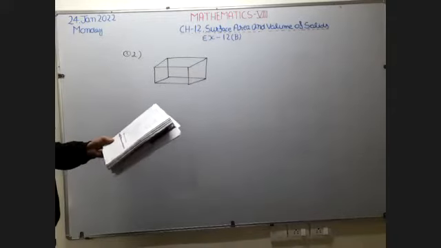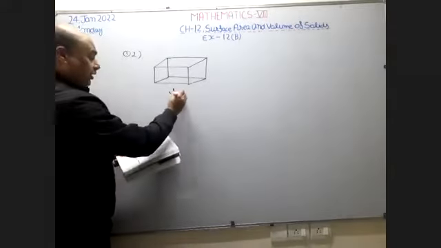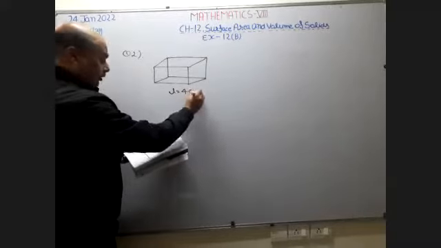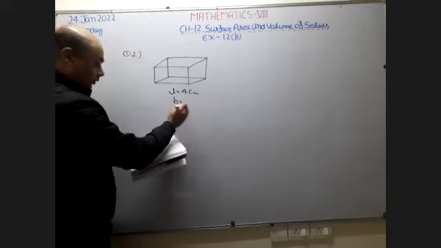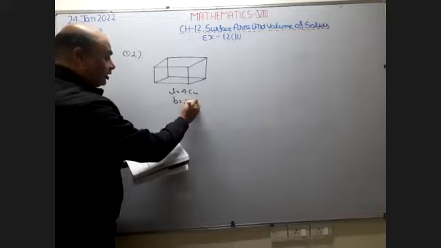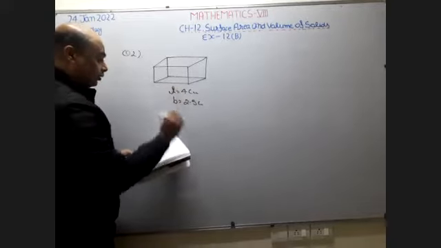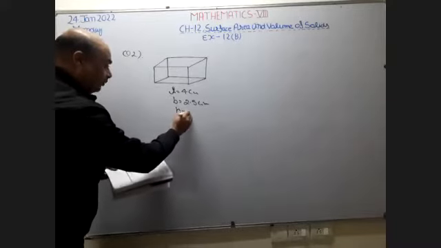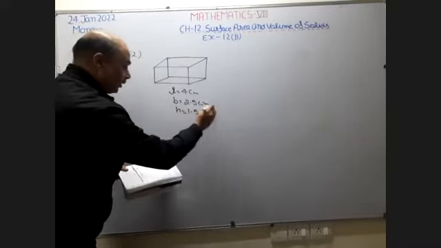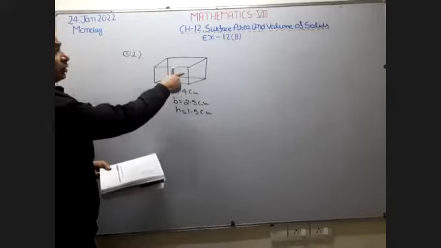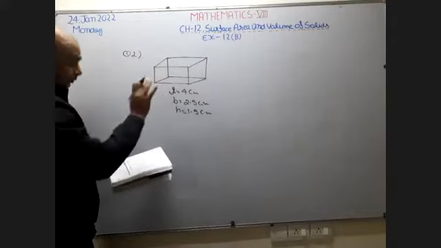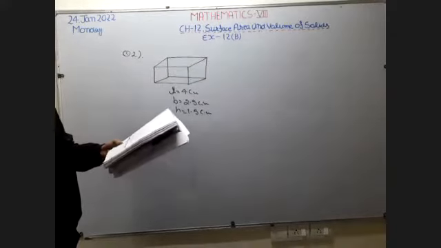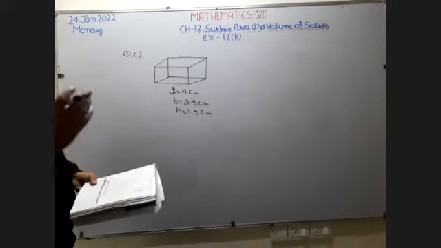Okay. The dimensions of matchbox are: length is given 4 centimeter. Breadth is given 2.5 centimeter. This is L, beta. And the height is given 1.5 centimeter. All the 3 sides of the matchbox are given. What will be the volume of the packet? Now we have one packet with us.